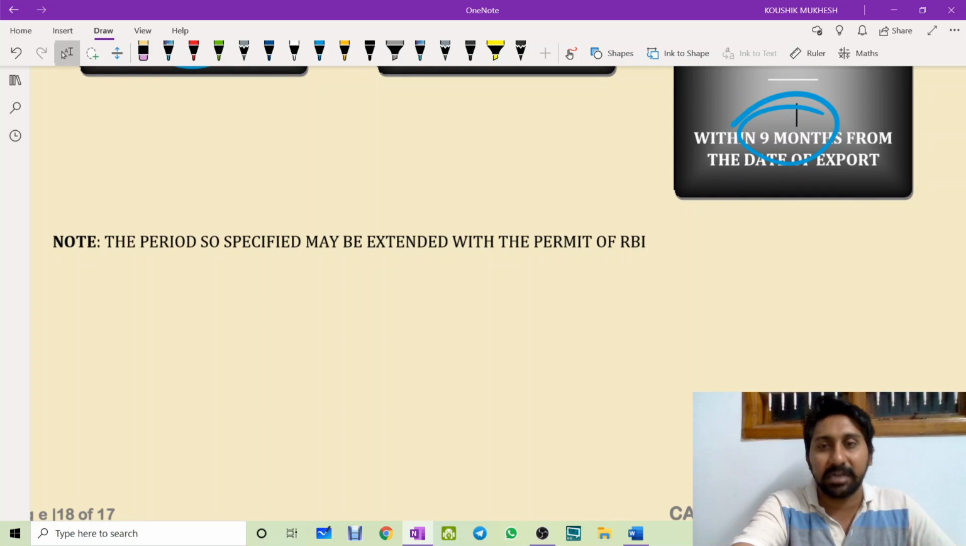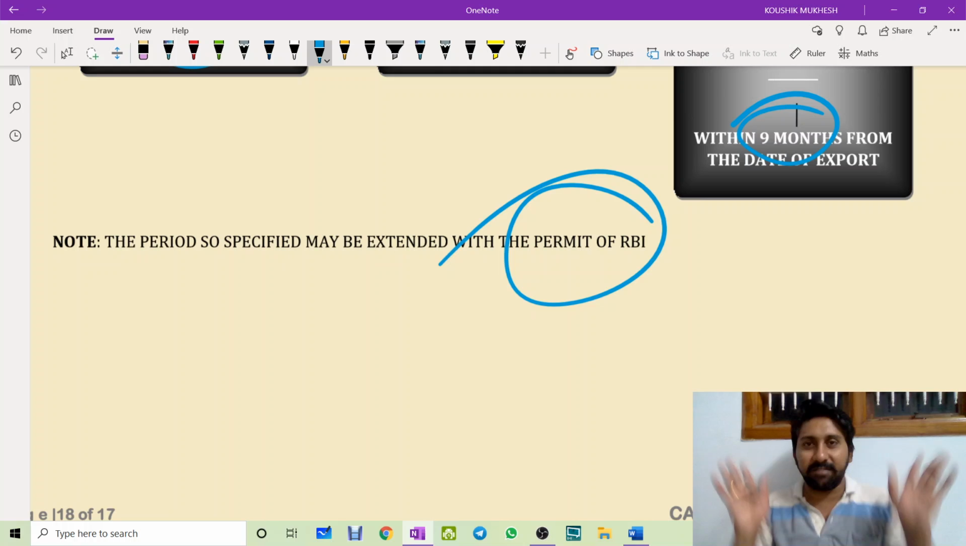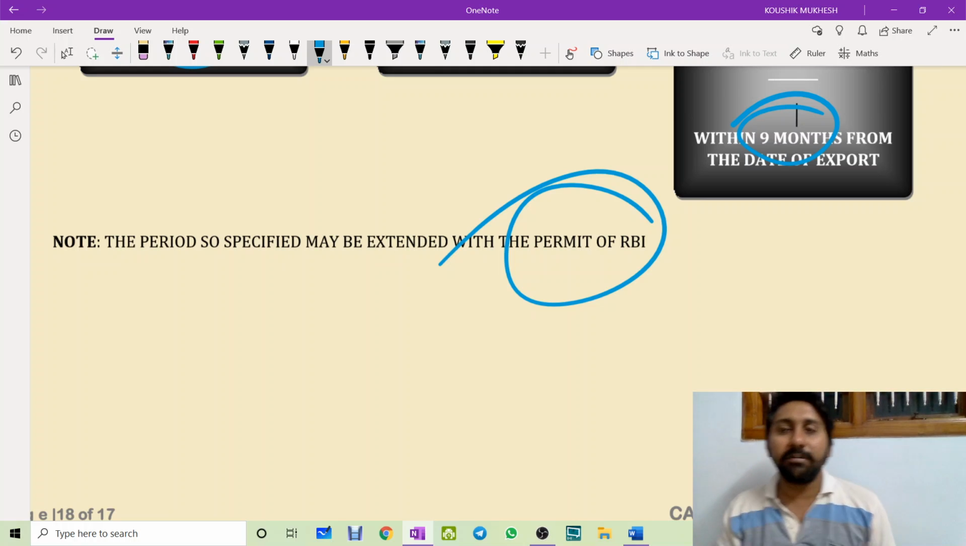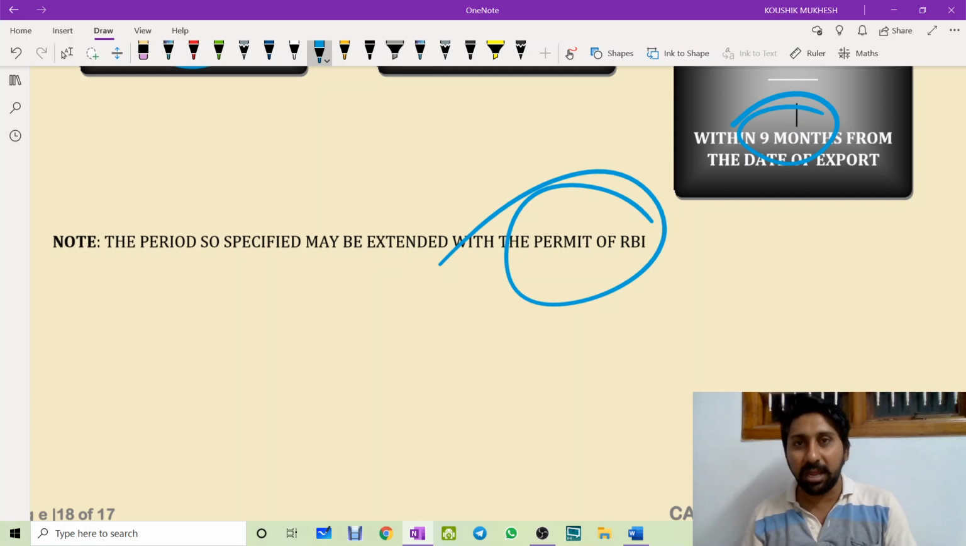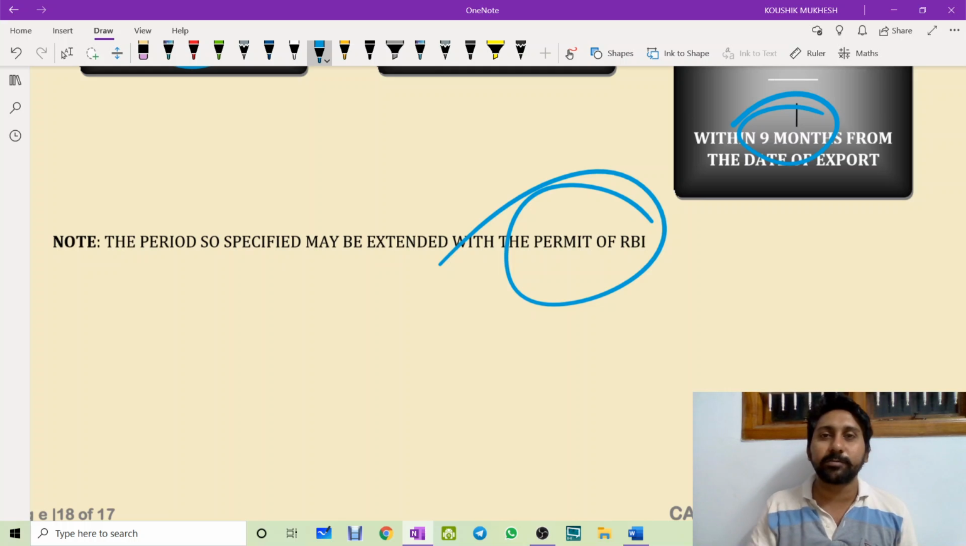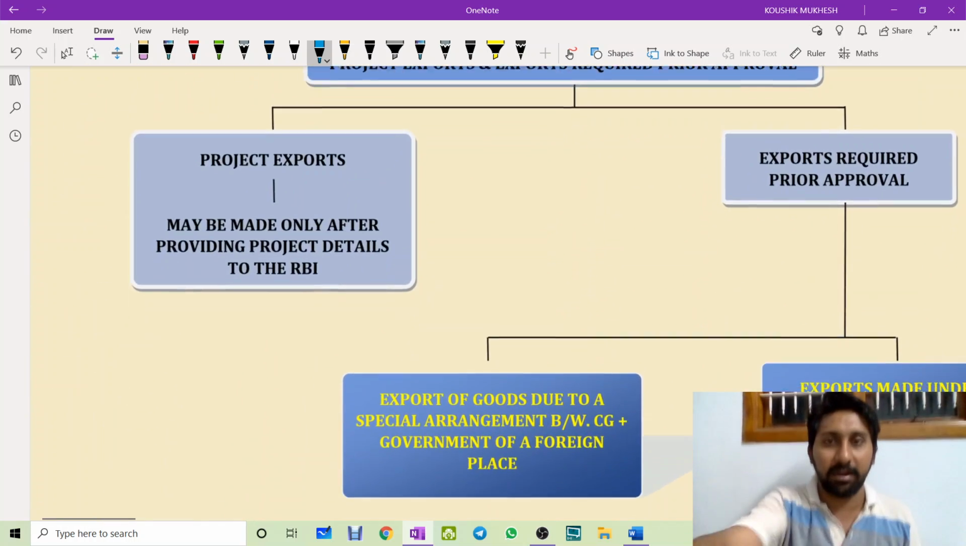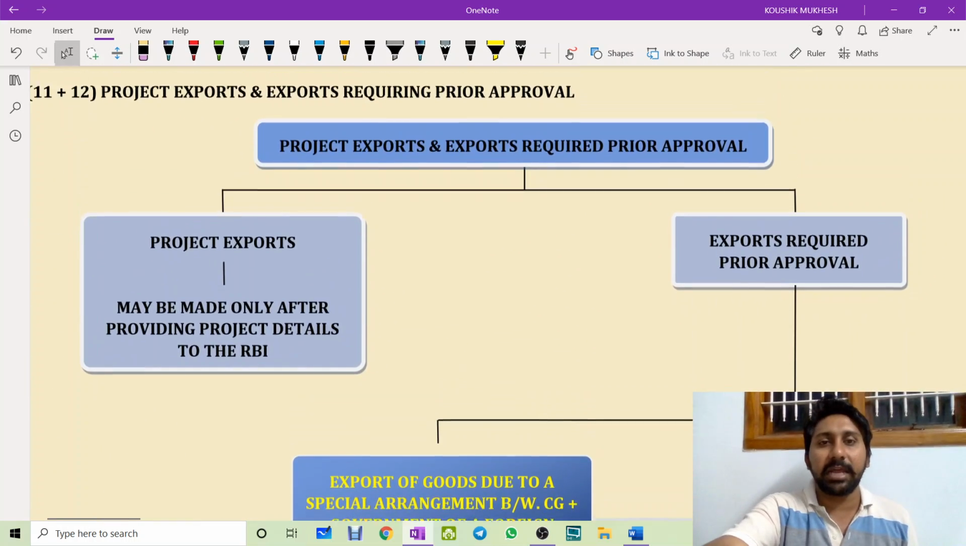No, that will be extended with the permit of RBI. So let's revise everything. Point number one: within how much time should I realize? General exports 9 months, special exports 9 months, and warehousing exports 15 months. Very good. Next issue, project export.